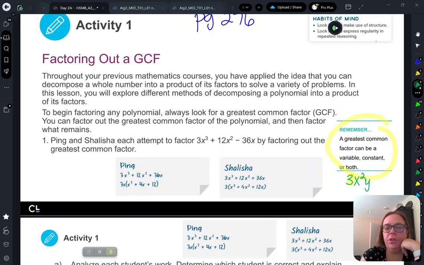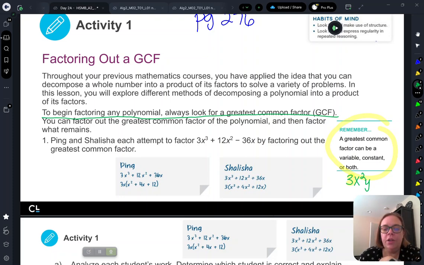So we have these two students who are factoring out the GCF. And you always want to begin factoring any polynomial by looking for a GCF, because once you take the GCF out, you can then see all this other form of factoring that you know, and you break it down. That's the first way to start: always start with the GCF, okay?